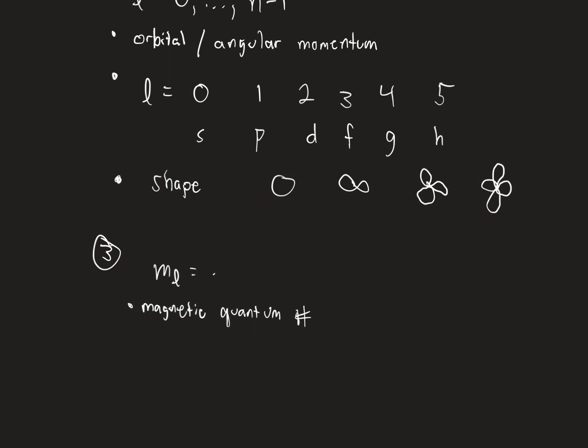M sub L goes from negative L through 0 all the way up to positive L in integer steps, in whole number steps. So if L is equal to 2, M sub L could be -2, -1, 0, 1, or 2. The number of M sub L's that you can have, we call them sublevels. And the number of sublevels you have is 2L plus 1.